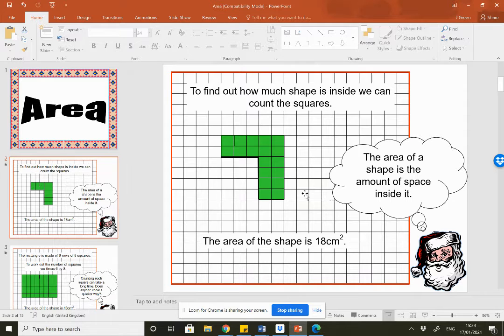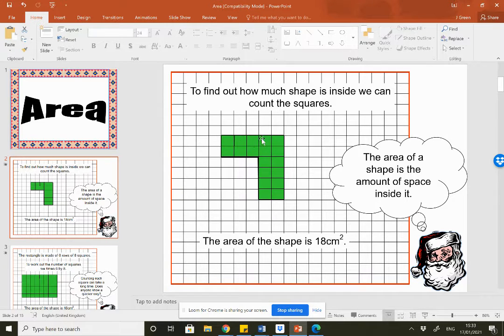The area of a shape is the amount of space inside it. So if you look at this shape here, it's all of the green, all of the bit inside. The perimeter is the bit all around the edge, and the area is the bit inside. Now, it can be really easy to calculate, or it can be really hard to calculate. If you have squares, it's so easy to calculate, because as long as you know each one is 1 centimetre squared, you literally count them.